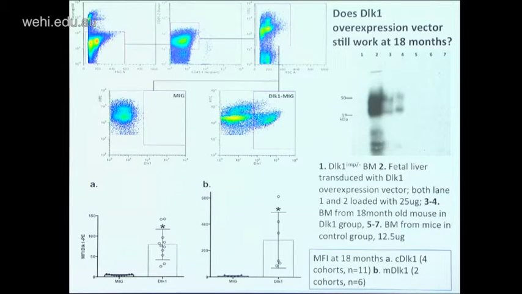And at 18 months, this is the bone marrow taken from the recipient mice at 18 months, just looking at the 45.2 positive and then the FITC positive cells.